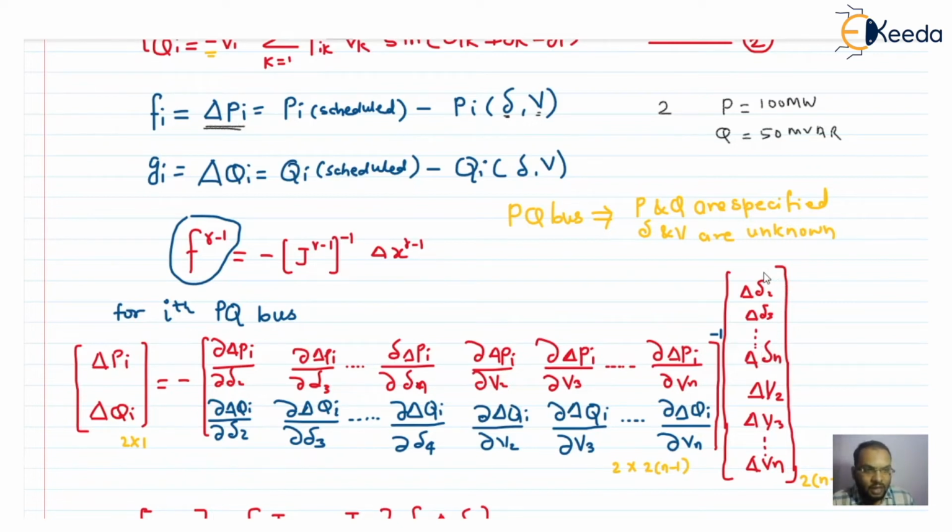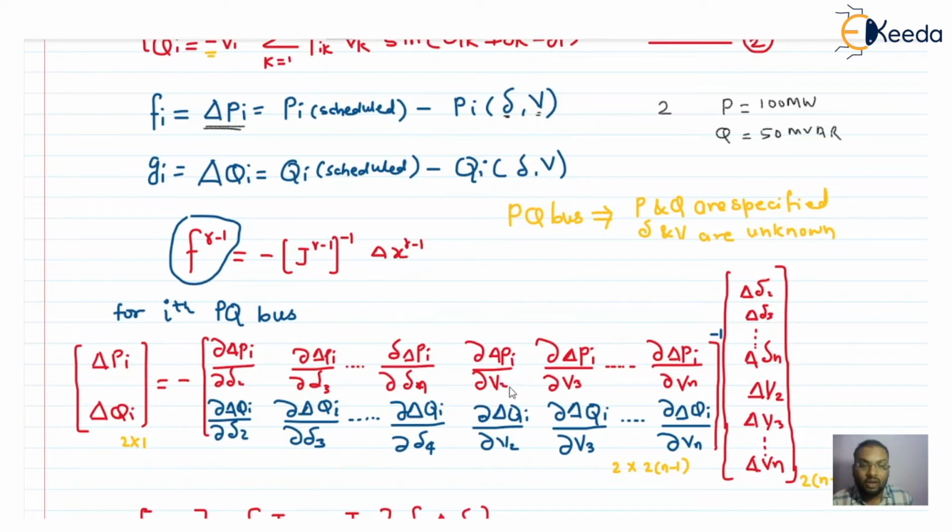This is the correction for the first variable, that is the phase angle, on each bus, on different buses, meaning PQ buses, starting from the second bus and going to the nth bus. Take the partial differentiation of this Pi with respect to the second unknown.